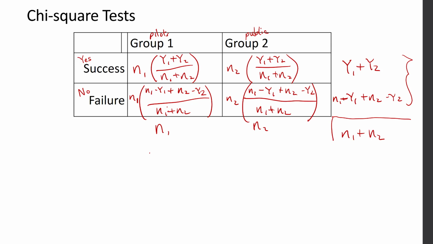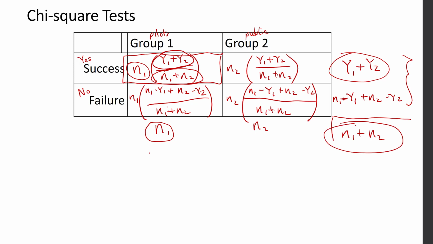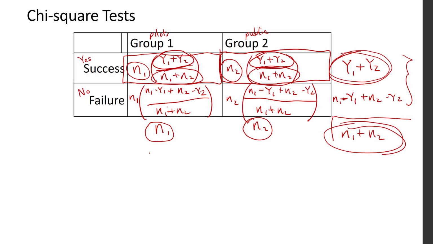The expected number of successes for group 1 is N1. That's right here. That's your column total. Times Y1 plus Y2. Look here. That's your row total for the row it's in. Divided by N1 plus N2. That's your total. All right, let's do the expected number of successes for group 2. So right here. Well, we've got N2, which is the column total for the column it's in, times Y1 plus Y2, which is the row total for the row it's in, divided by the total. And hopefully now you see the pattern.